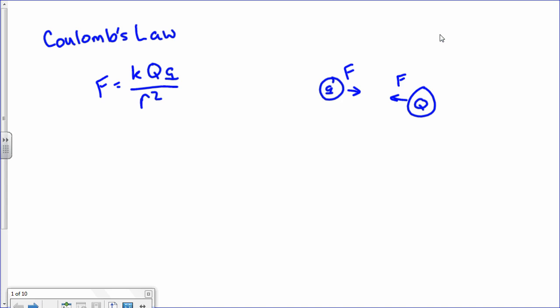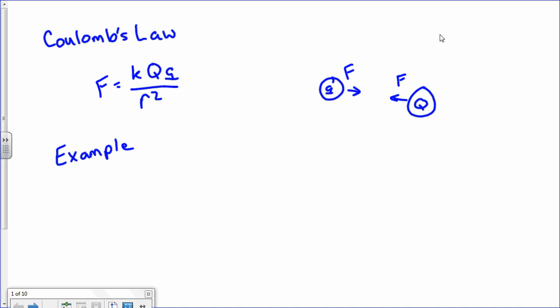So some common problems that you'll see when we get to this, and you'll have a Moodle quiz on it next week with Coulomb's law, is what are the forces acting on an object. So let's just do an example first, and I'll sort of show you how this works.